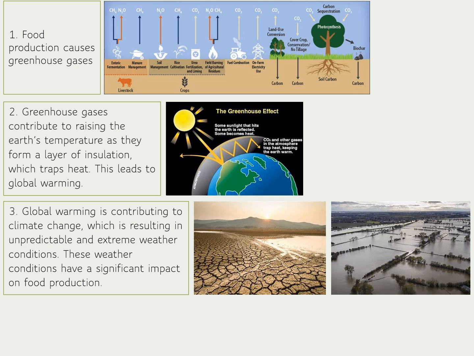If there's drought, then the plants won't grow because there's not enough water. If there's flooding, the plants will be washed away and won't get an opportunity to photosynthesize. If the land is affected, it's not just crops that are affected, it's also the animals who would be fed those crops in order to produce our eggs and our meat and our milk.